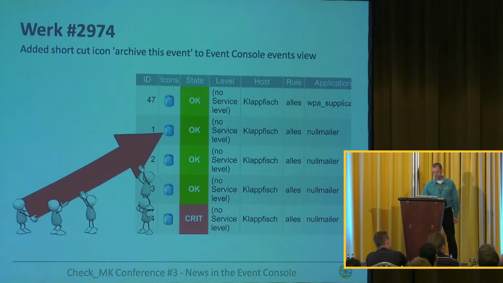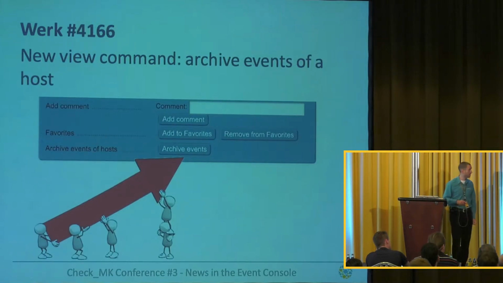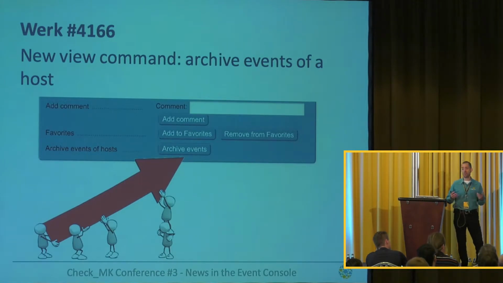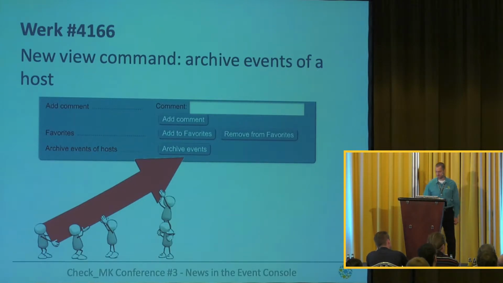And that is just easier now. That's work 4166. That's doing almost the same thing. So you can now say, okay, let's archive all events from one specific host. So you just go to the details of one host, and then you say, okay, let's archive everything. Maybe it didn't work properly, and maybe you got 50 or 100 different notifications that you're not interested in, that you can just get rid of this way.